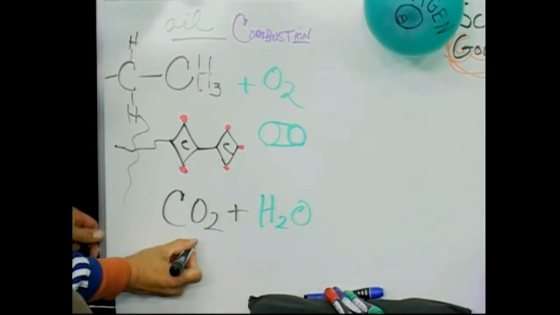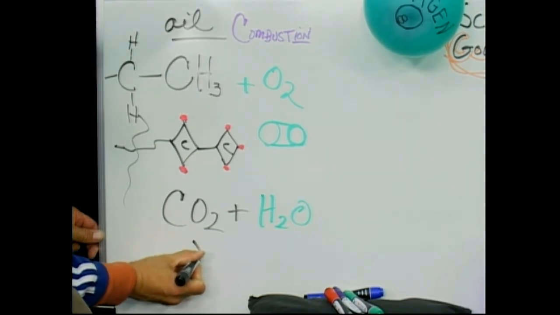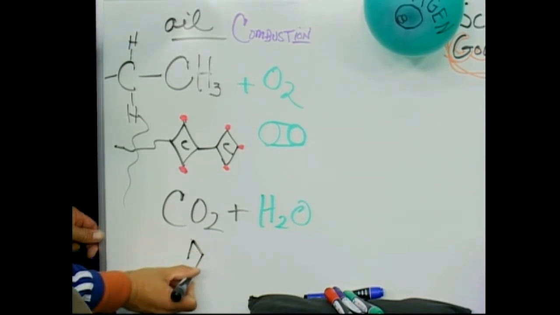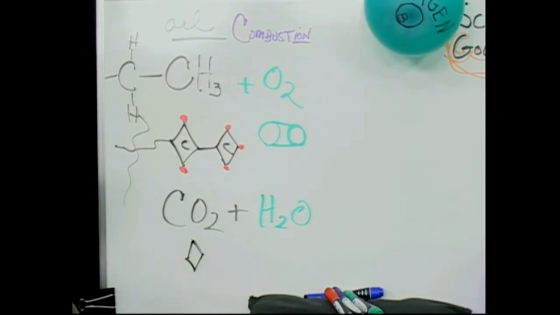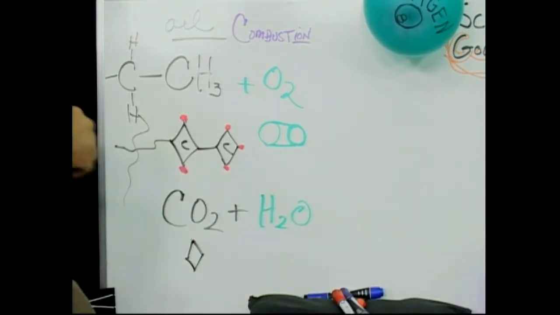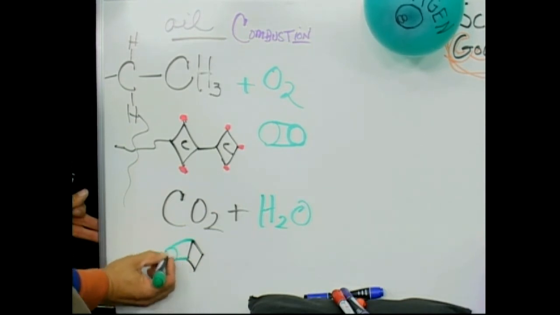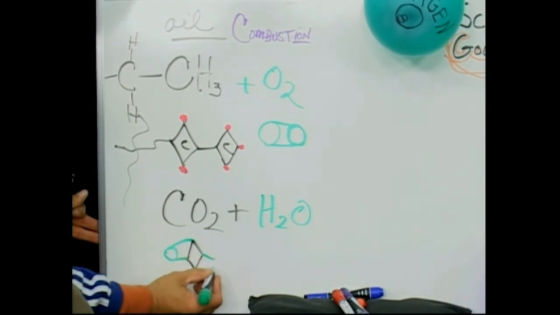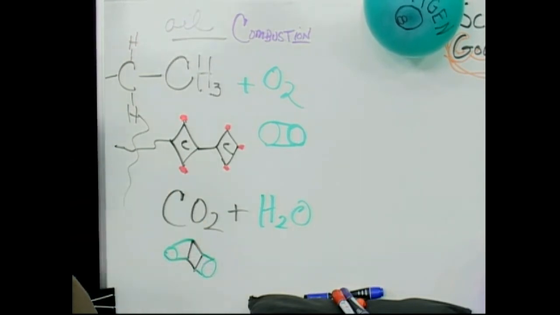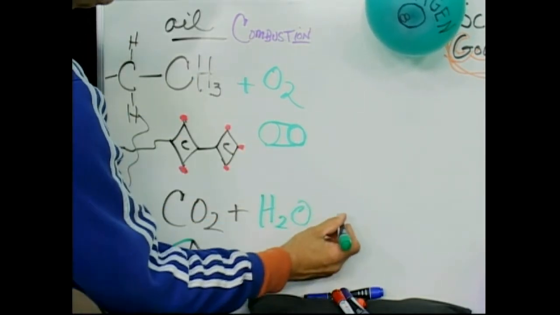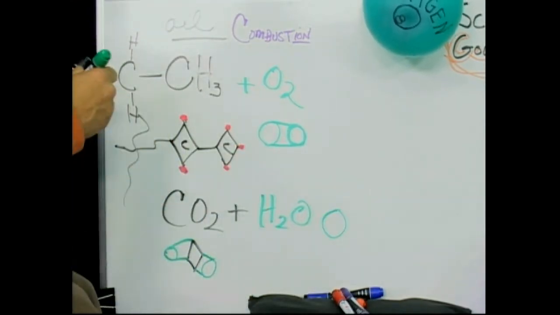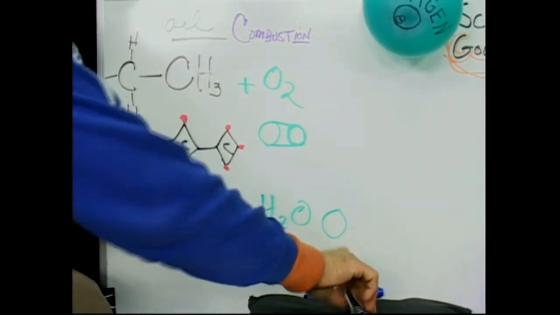CO2 is simply a diamond and 2 for the O's. So here's 1 over here. 2 more on that. CO2. And what is our water? Simply O with 2 dots.